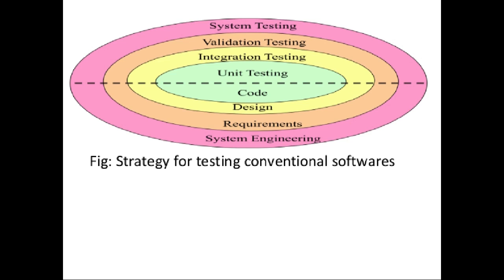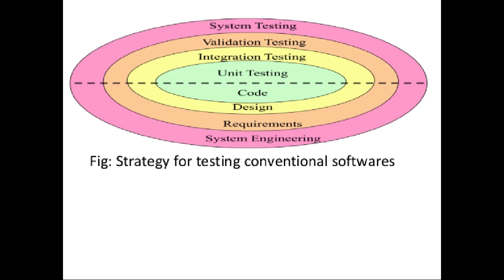So, when we begin the software development activity through system engineering, requirements, design, and code activity, we are moving from abstract to concrete level in the software design activities. In all these different levels, like system engineering, requirements, design, and code, from abstract to concrete level, different levels of testing are possible.